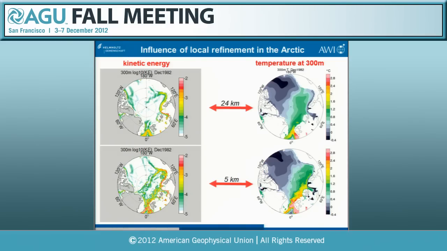And you see that the kinetic activity is more pronounced along the Atlantic water path, and this in turn affects the mean temperature distribution. So compare these upper and lower panels. And the point from this slide is that this is a result from the global ocean simulation, where only the Arctic region is shown, so no open boundaries are here.